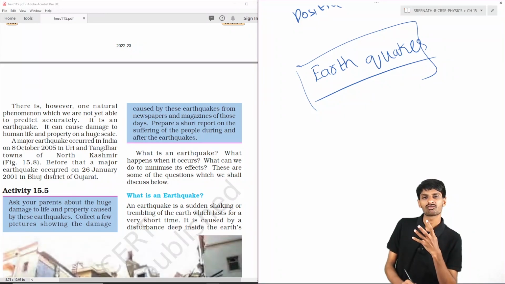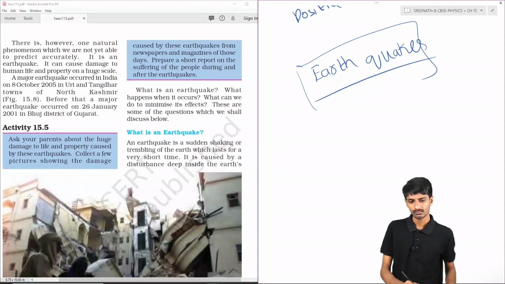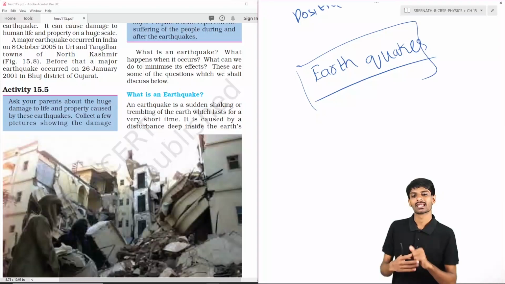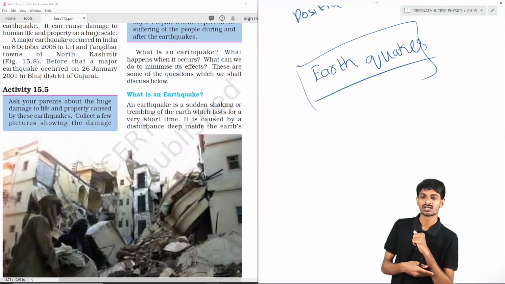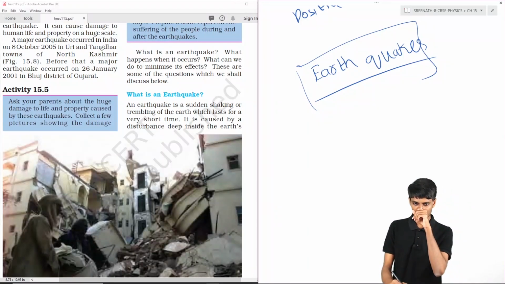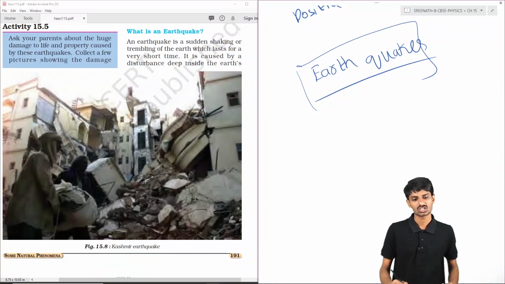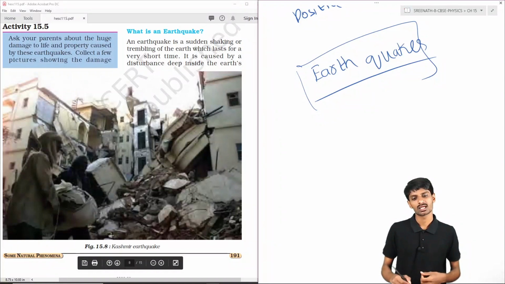A major earthquake occurred in India in October 2005 in North Kashmir. Before that, a major earthquake occurred on 26 January. Now, what is an earthquake? What happens when it occurs? What can we do to minimize its effects? These are the questions we are going to answer. So these are the destruction and losses. Did the Kashmir earthquake cause this type of destruction, students?